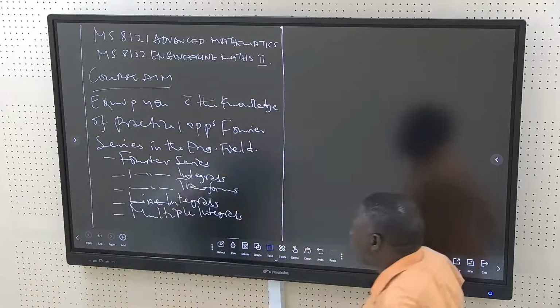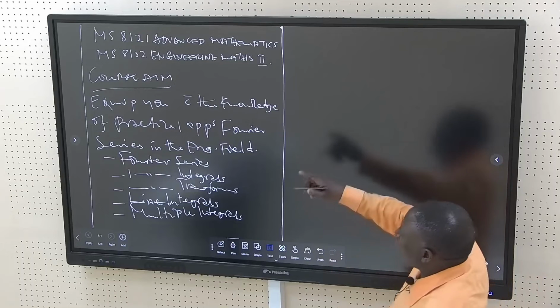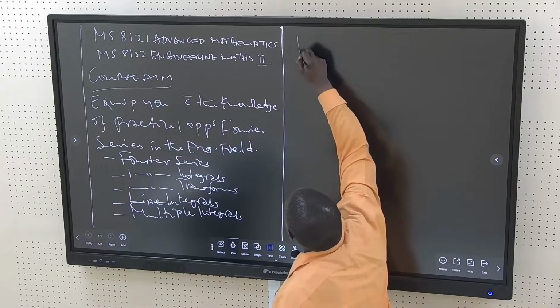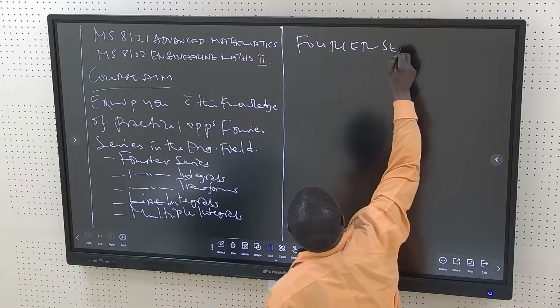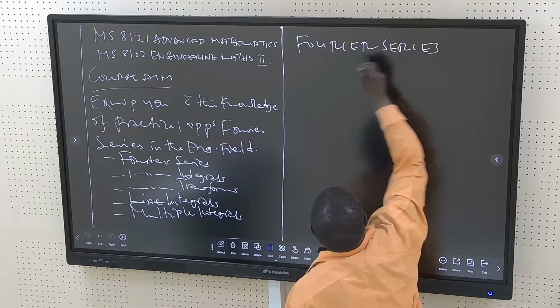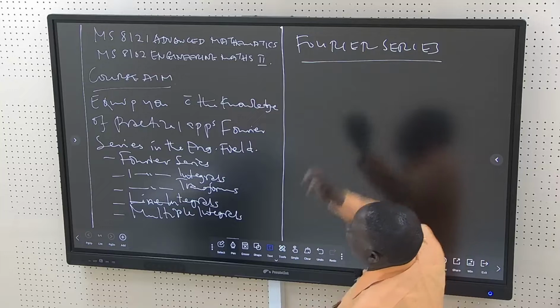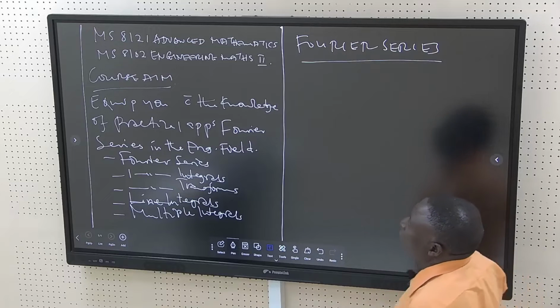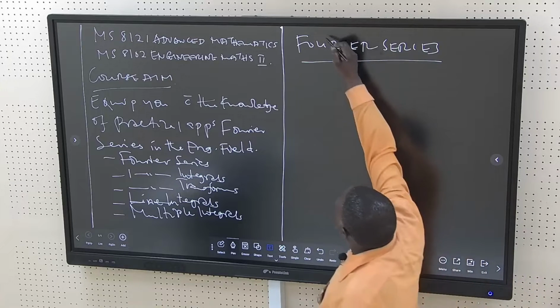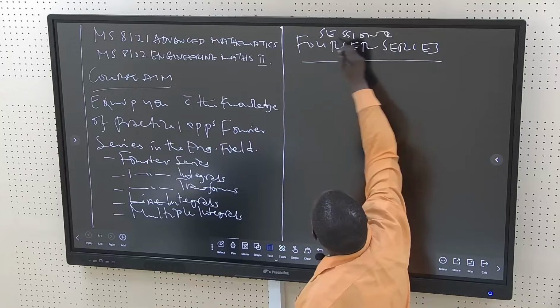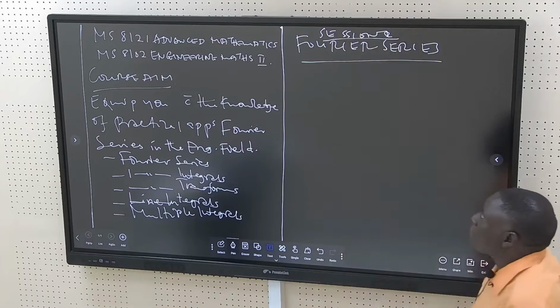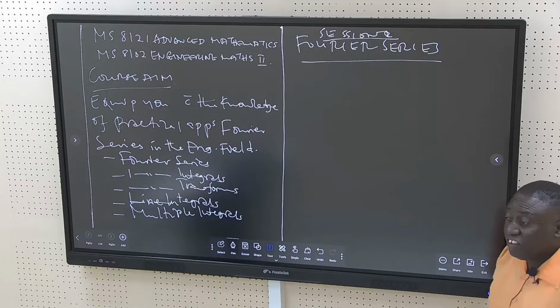And so we'll start with Fourier series. Let me go straight to Fourier series. Let's say this is our first session. In session 1, we'll be discussing Fourier series.